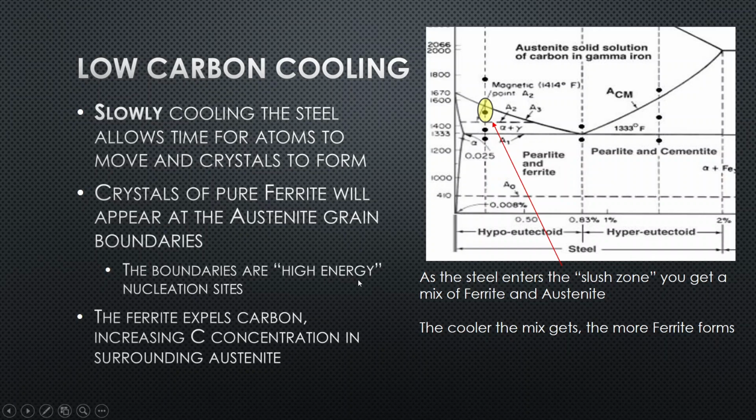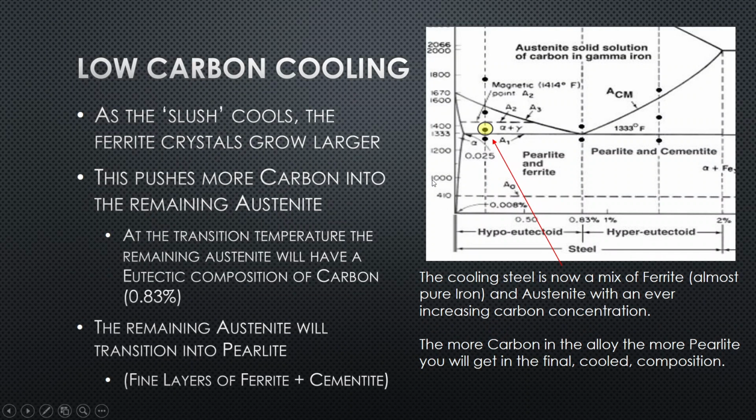People misinterpret things. So crystals of pure ferrite will appear at the austenite grain boundaries, and as the ferrite expels the carbon, you increase the carbon concentration in the surrounding austenite, and you keep coming down and getting cooler and cooler. And now we're down here, and we've almost finished forming all of our ferrite. We're just about to make this final transition into what's going to be the final stage of the transition process. And right now, we've squeezed out enough carbon that everything that's not ferrite has a much higher concentration of carbon.